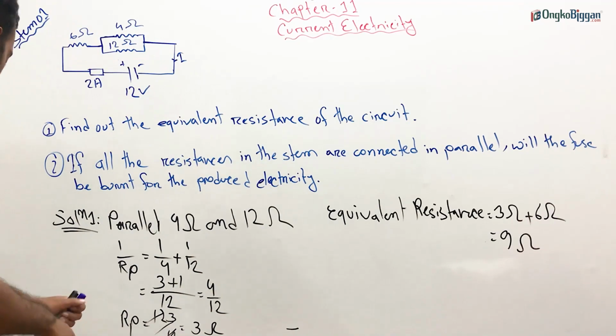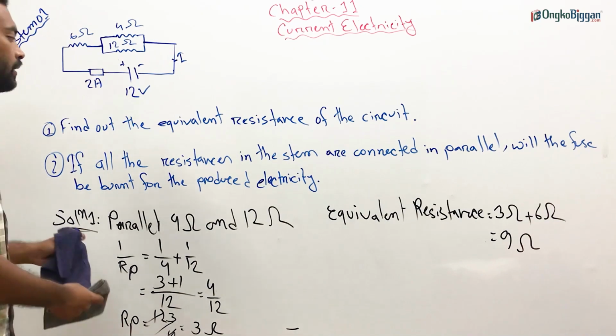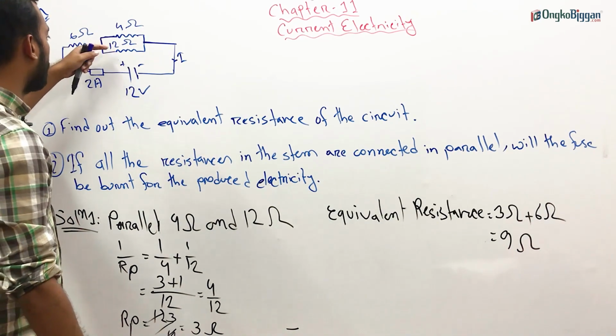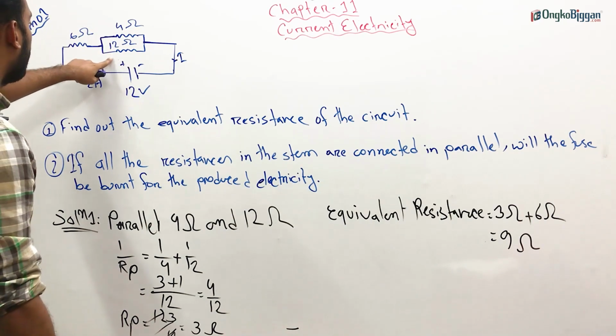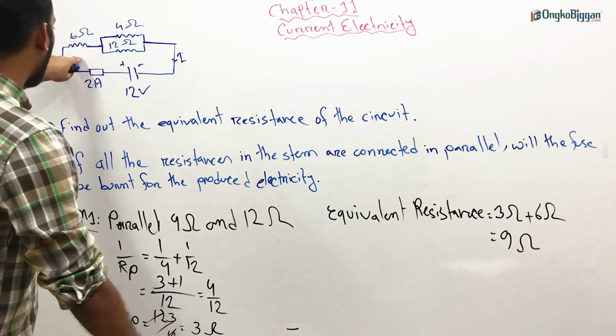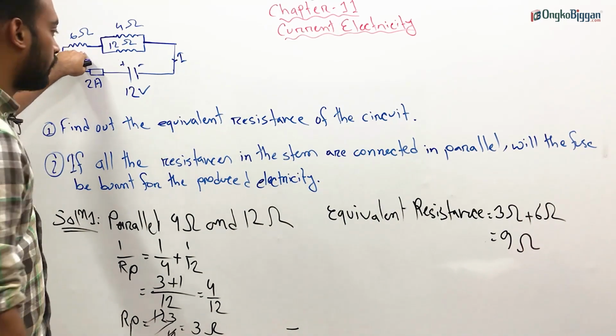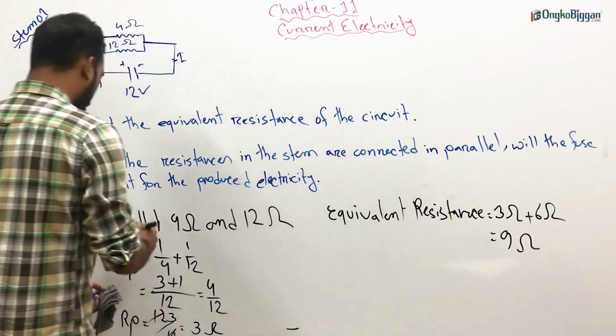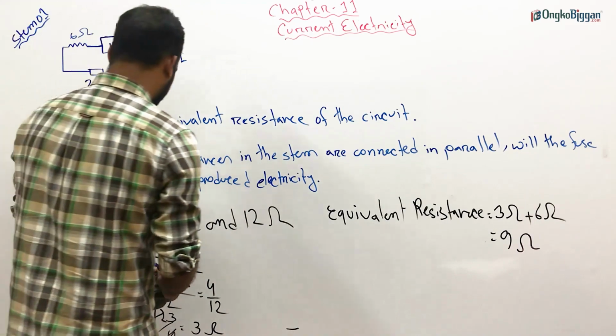Okay, so the next question they are asking: if all the resistors in the circuit are connected in parallel, will the fuse be burned by the produced current? Now, 4 and 12 are in parallel, and 6 is in series. What if all three are in parallel? In that case, we're going to check whether the fuse will be burned by the produced current.